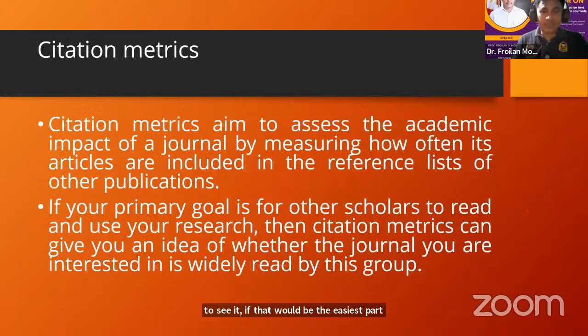Okay, so citation metrics, of course, aim to assess the academic impact of a journal by measuring how often the articles are included in the referencing list of publications. So if your primary goal is for other scholars to read your research report, then citation metrics can be used in particular scenarios. I know that a lot of journals right now rely on particular citation metrics, just like what I mentioned. For example, we have, I'm going to show you later, rank, which is the best common database in a journal.